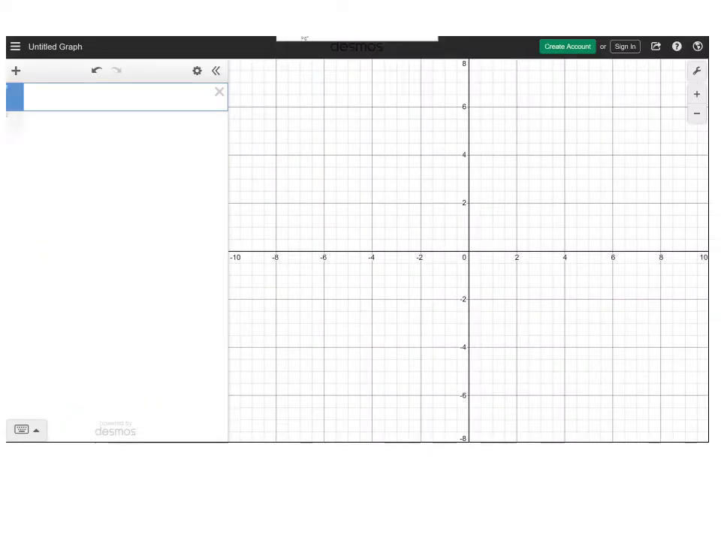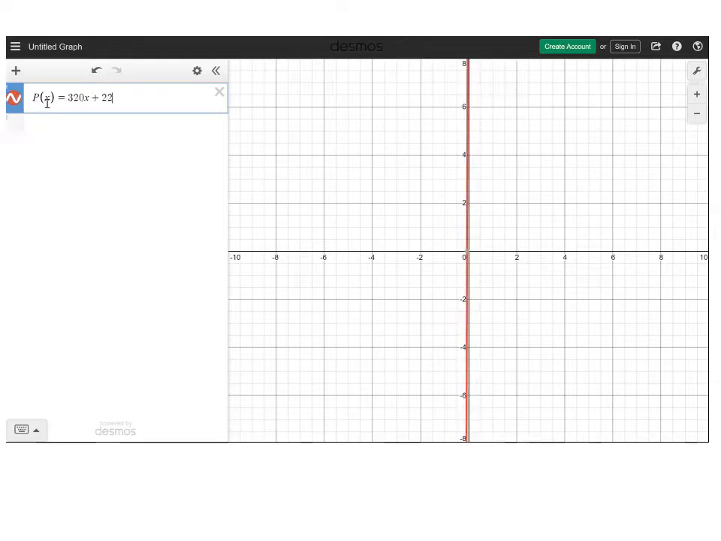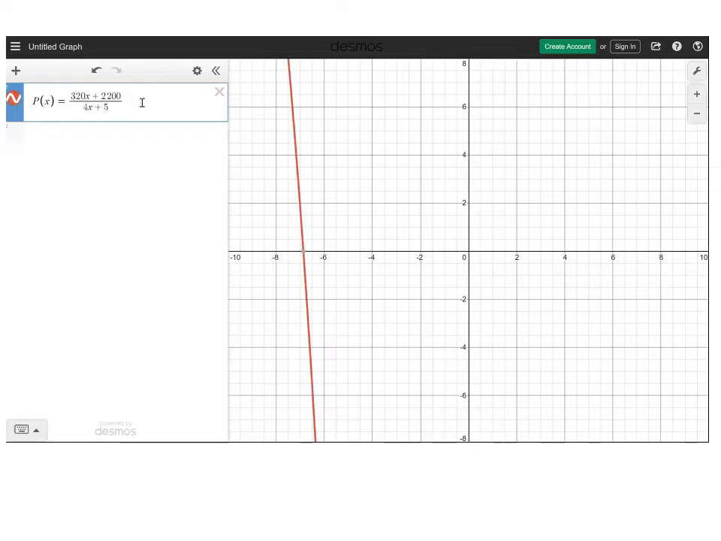So let's look at that function in Desmos to answer those last two questions. So we need to type the function in. P of x equals 320x plus 2,200. Now I want to divide all of that by the denominator, so I'm going to highlight it before I hit divided by 4x plus 5. By the way, the other way you can show that you have all of the numerator and all of the denominator in their proper places is by using parentheses around each.